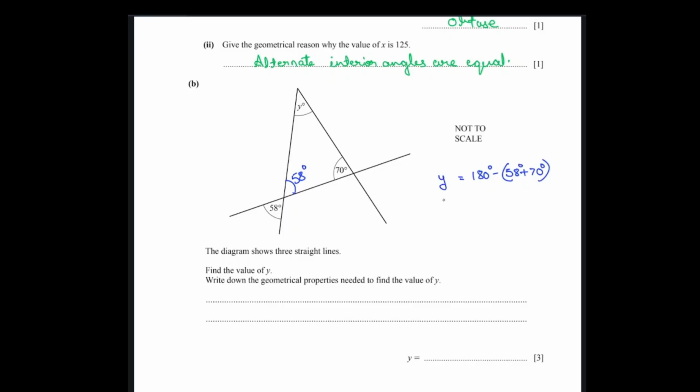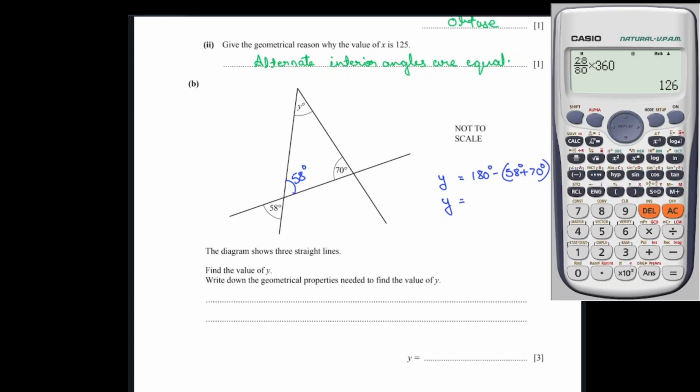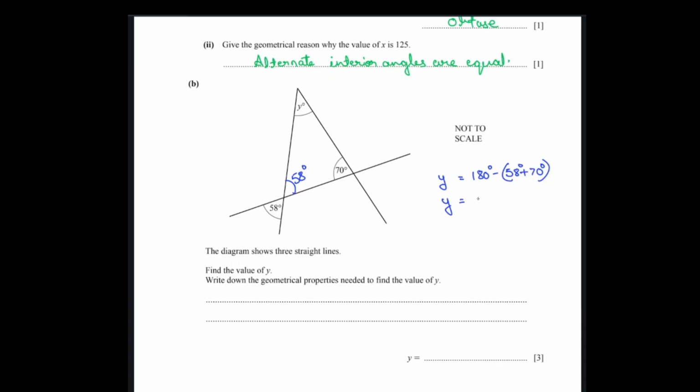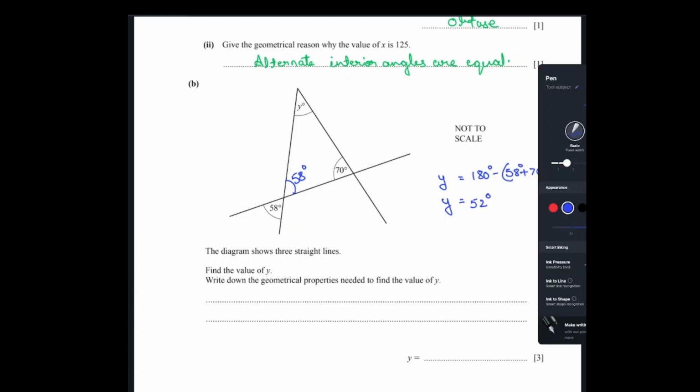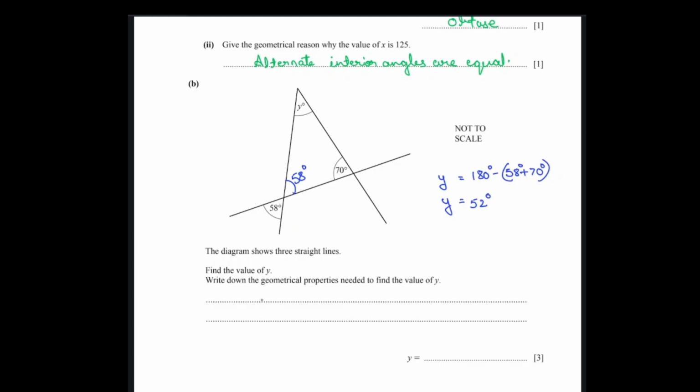So find out y is equal to 180 minus 58 plus 70. 52. So y is 52 degrees. Write down the geometrical properties needed. Find the value of y. So write down y is equal to, here you write the value of y, 52 degrees, and then write geometrical properties. First is opposite angles are equal.